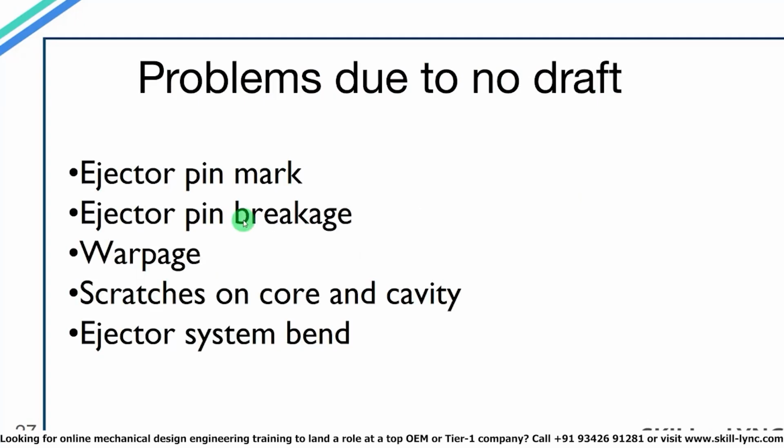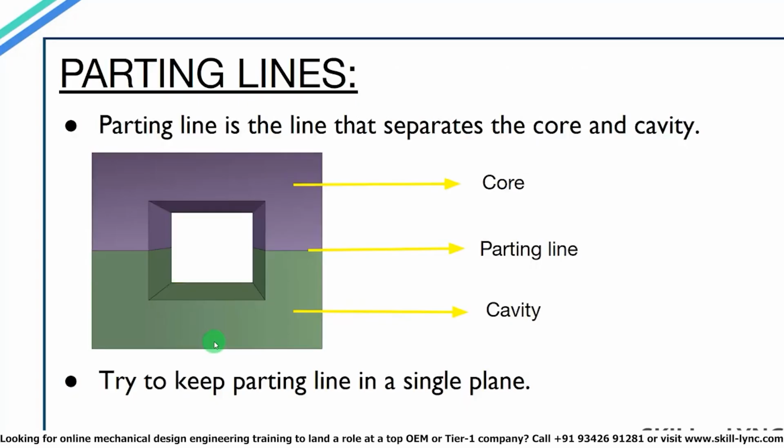This slide shows the problems that might occur if no draft angle is provided. Ejector pin marks will be present because due to no draft, more force needs to be applied by the ejector pins to eject the part, which will leave a mark on it. Ejector pin breakage, because if no draft is provided, then more force will be required to eject it, which may damage the ejector pin. Warpage is a defect that might occur because of no drafts. There will be scratches formed at the core and cavity region, and the ejector system may also bend due to no drafts.